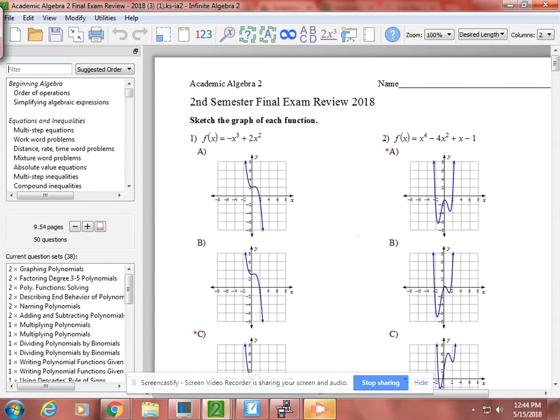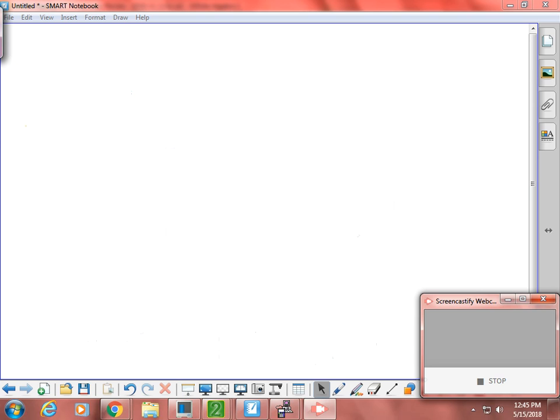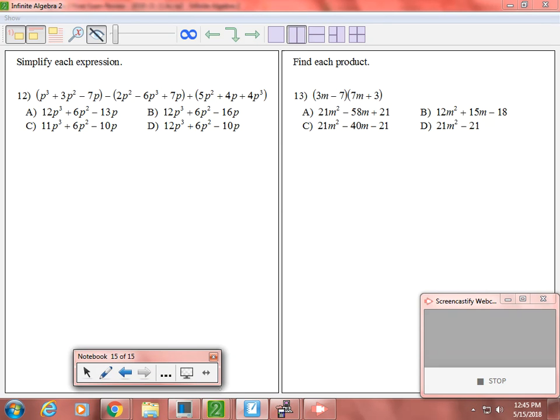Okay, so we are going to start this one on number 12. Number 12 is combining like terms. So you can either stack these or you can put them together. I would probably stack them and rewrite them. Put p to the third, 3p squared, negative 7p.